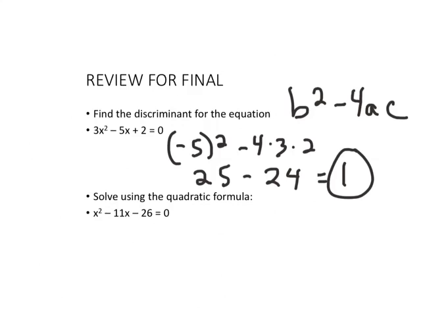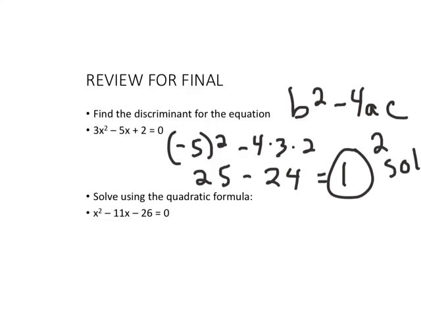If you remember, if the discriminant is positive, that means there's 2 solutions. If the discriminant is 0, there's 1 solution. And if the discriminant is negative, there is none. So the discriminant is a useful part of the quadratic formula because it tells us how many solutions there are to a quadratic equation. So in this case, since the discriminant was 1, that means there are 2 solutions.